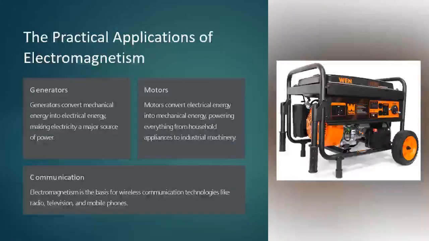On the right side, we can see the types of machine, an electromagnetic motor or generator. Generators convert mechanical energy to electrical energy, making electricity a major source of power.